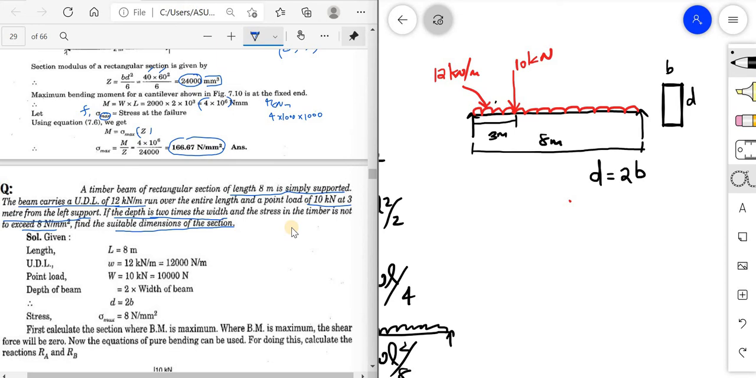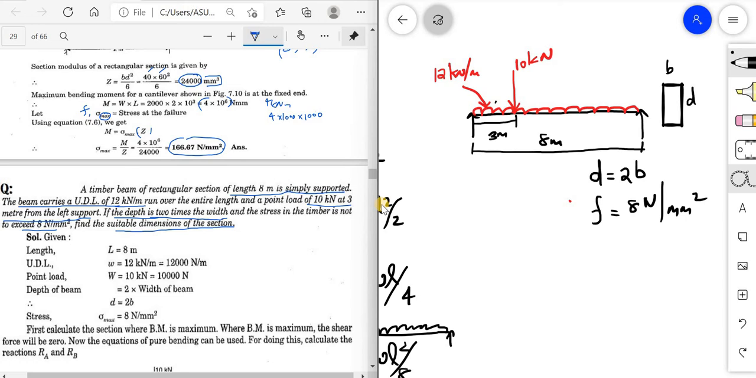Then what is given? The stress in the timber should not exceed 8 Newton per mm square. That is, F is given. Our bending stress is given. What is that? 8 Newton per mm square. So we have to find out the depth.